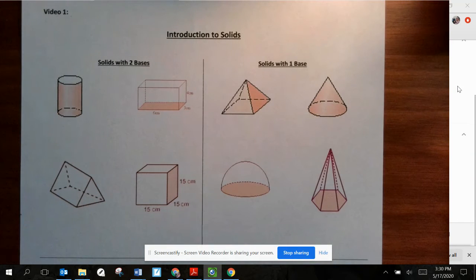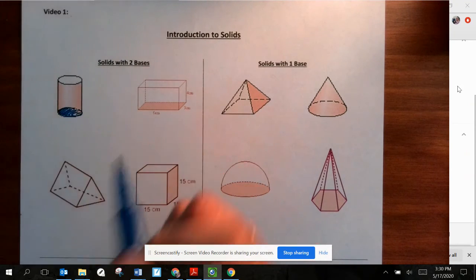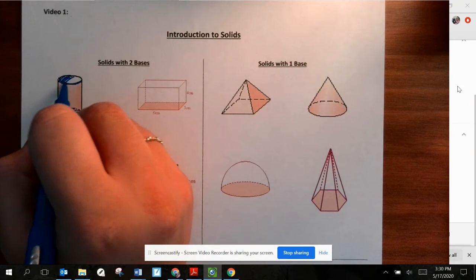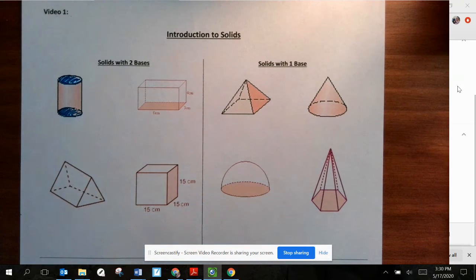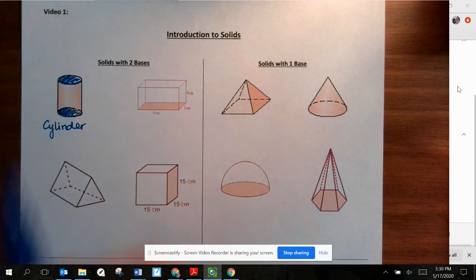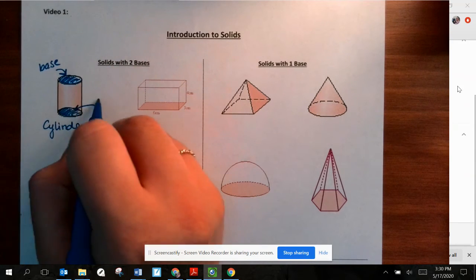The first thing we want to talk about is what is a base. Okay, so solids have something called bases or one base. It just depends on the type of solid, and it's exactly what you would think it is. A base is the bottom of something. But if you'll notice, a cylinder has two of them because you can really put a can on either of those bases, okay? So it's got two bases, okay? So it's got a base here, and it has a base here.